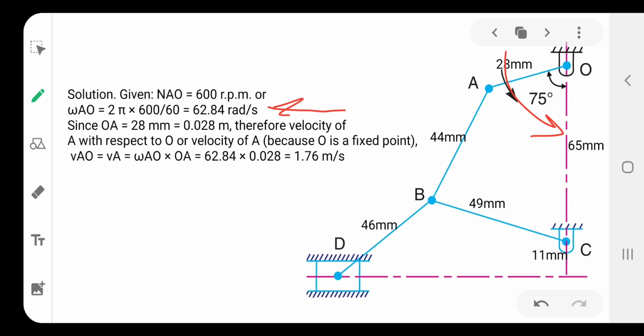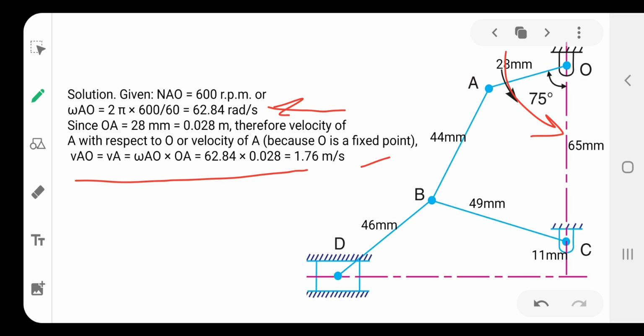So from this angular velocity we have to find out the linear velocity of link AO, and it is VA equal to omega AO multiplied by distance OA, and distance OA equal to 28 mm, in meter 0.028 meter. So from this we are getting the linear velocity of A, VA equal to 1.76 meter per second.